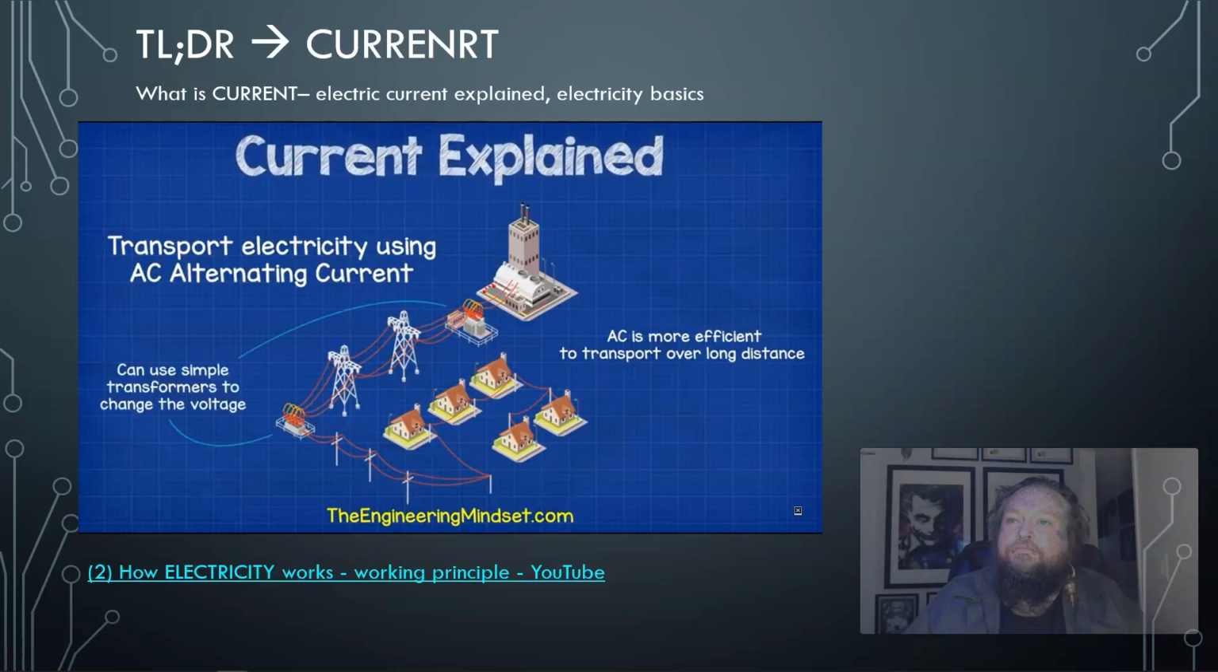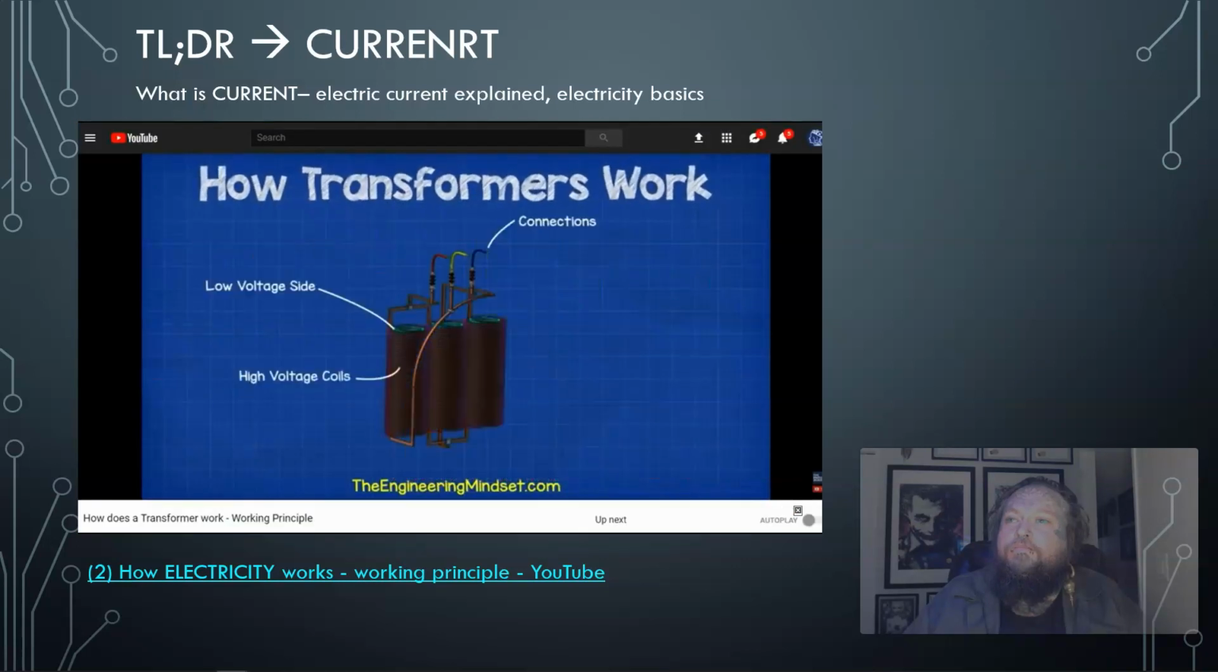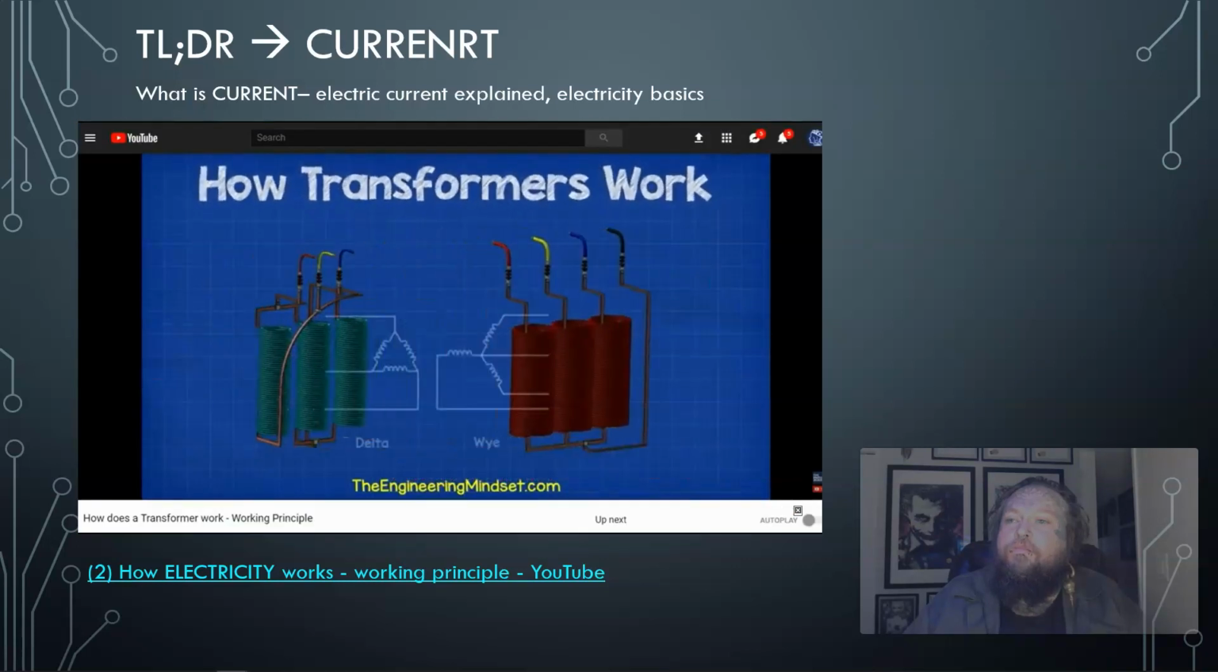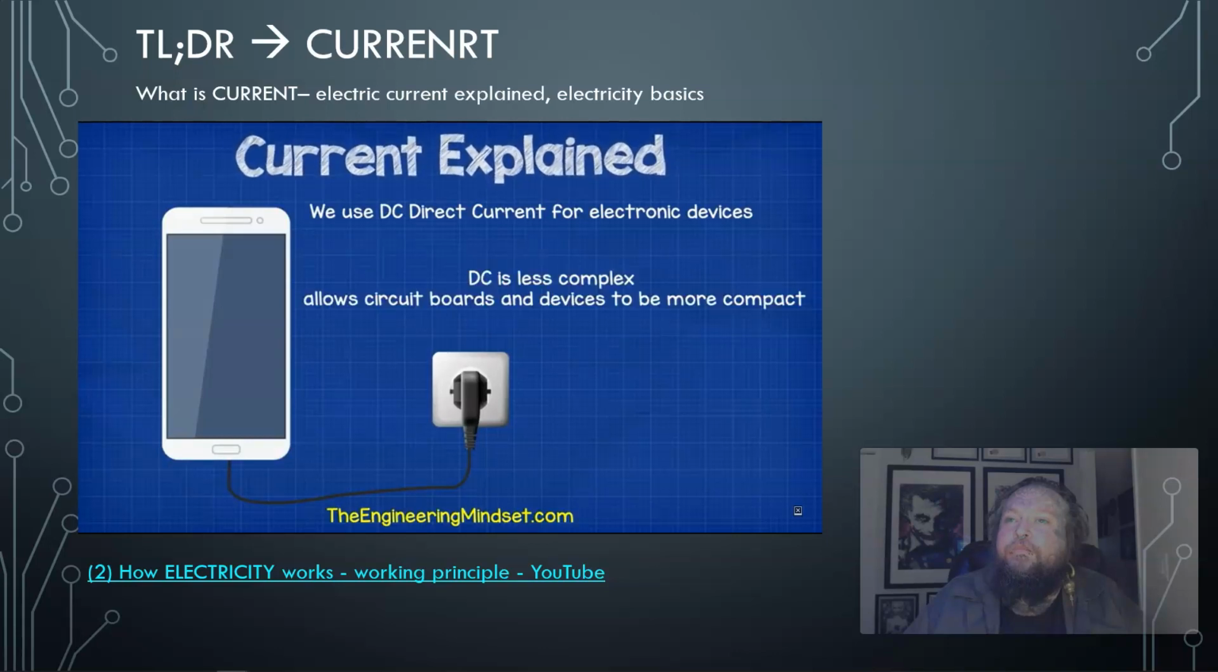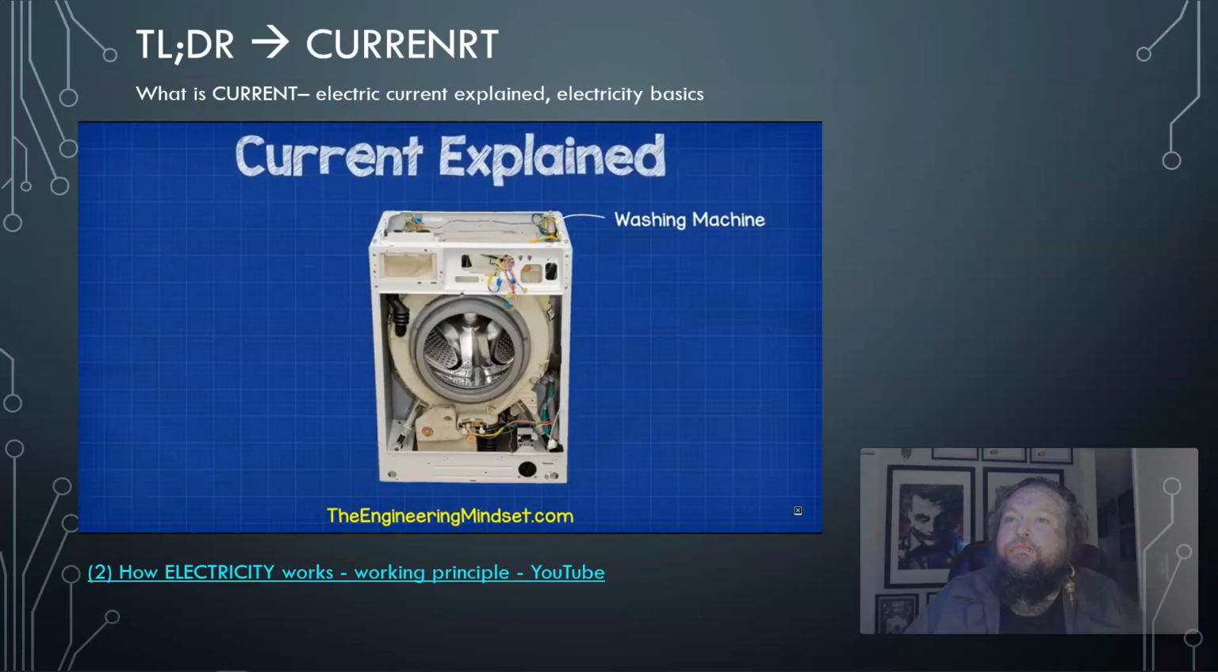We can also very easily increase or decrease the voltage using simple transformers. We've covered how transformers work in our previous videos, links down below for that, do check them out. We mostly use DC, direct current, in the circuit boards of small electronic devices like laptops, mobile phones and televisions. That's because DC is easier to control and allows circuits to be smaller and more compact. Many appliances will use a combination of AC and DC.